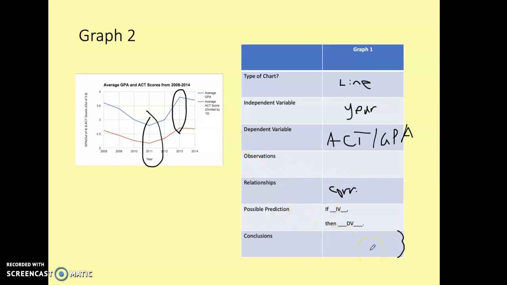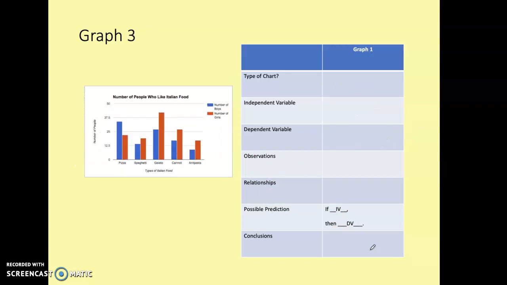Okay, so graph 3 here, we got number of people that like Italian food, so we got type of chart, independent, dependent, and so forth. I want you to answer these questions on your own. You can do it on some scratch paper, or just do it mentally. And when you're ready, you can go take the quiz.